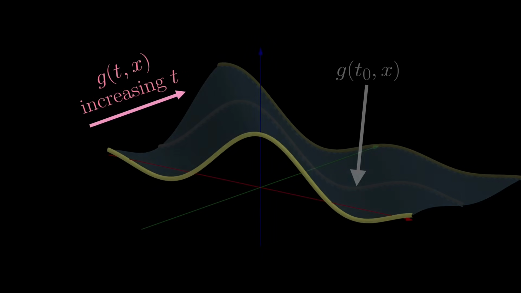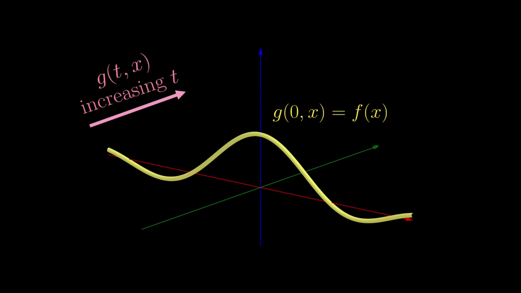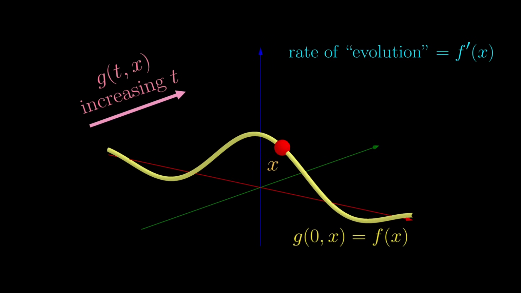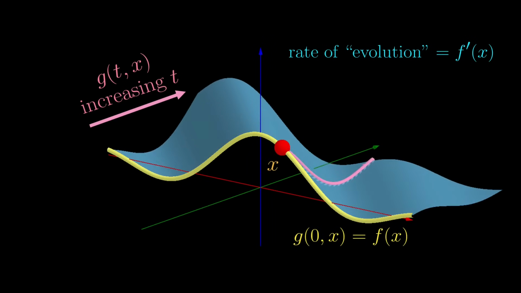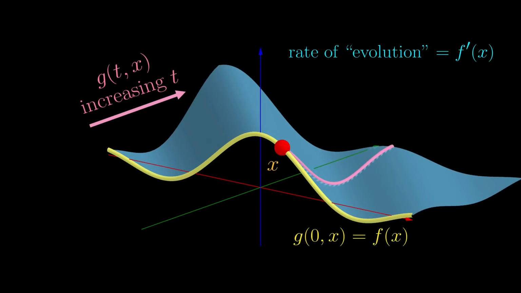Okay, so the initial setup is now that g of 0x is the input function f of x, and somehow the rate of evolution of this function is its derivative. What does it mean? If we fix the value of x and simply let it evolve like before, then this point will also make its own trajectory.